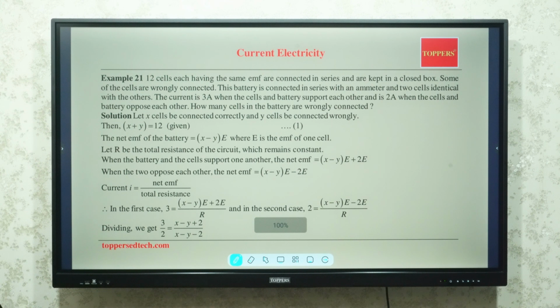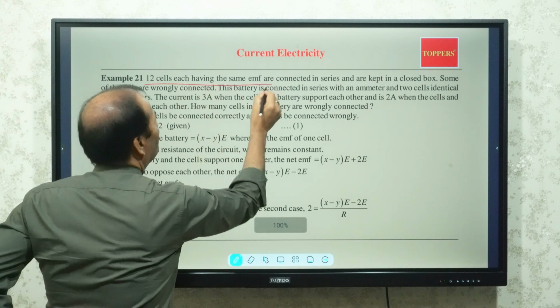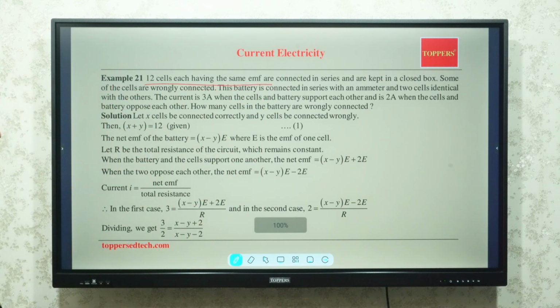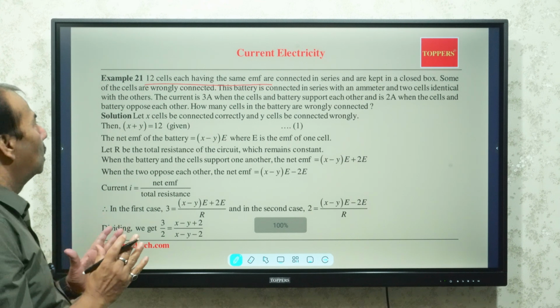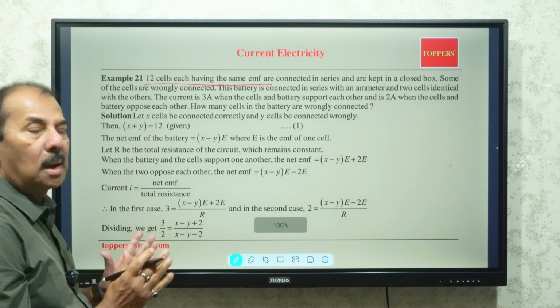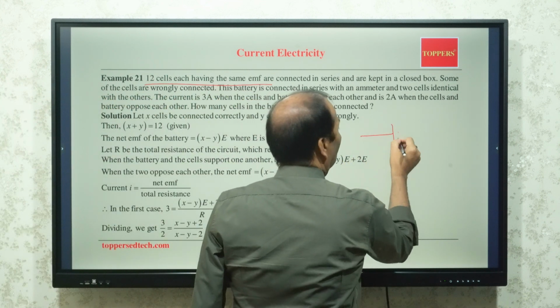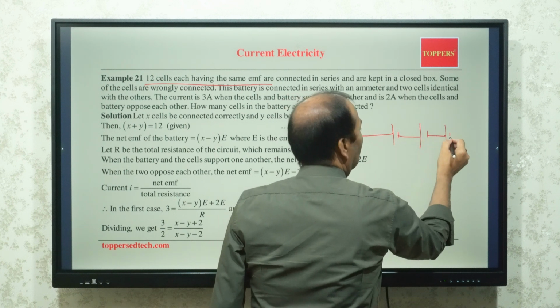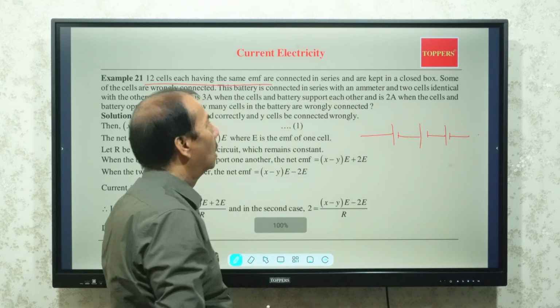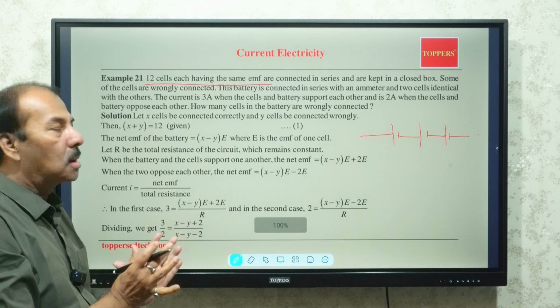Now in this question you can see there are 12 cells each having the same EMF connected in series and kept in a closed box. So here suppose we have all these cells, 12 cells connected in series and having the same EMF, and they are just put in a closed box.